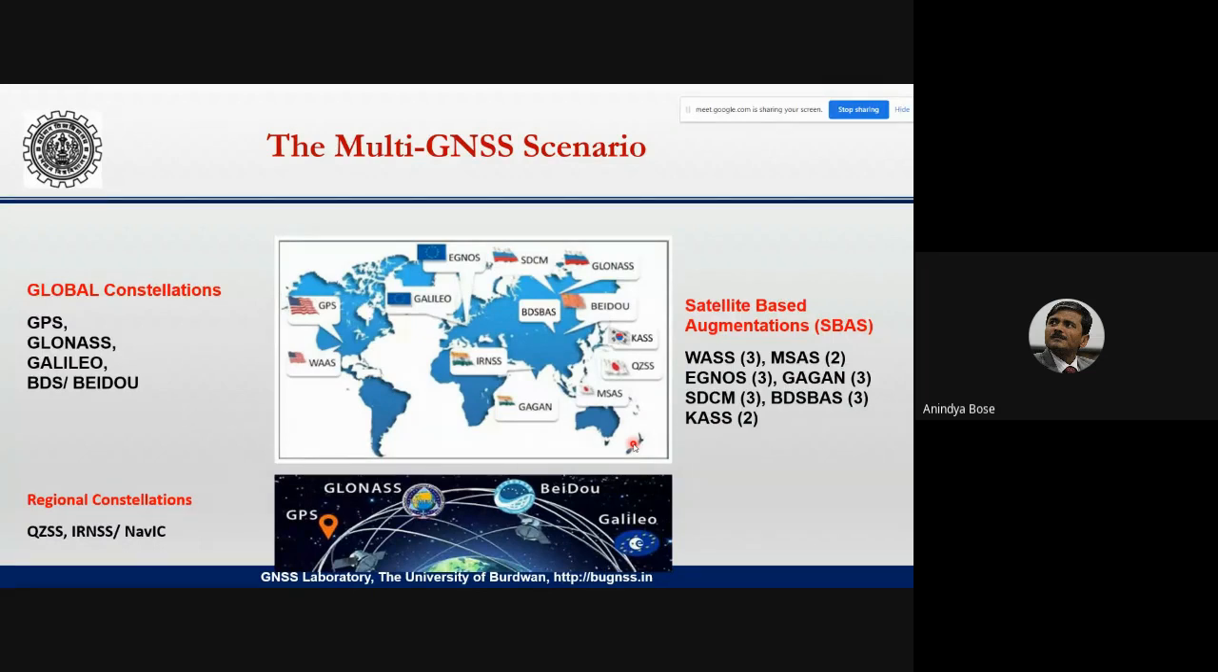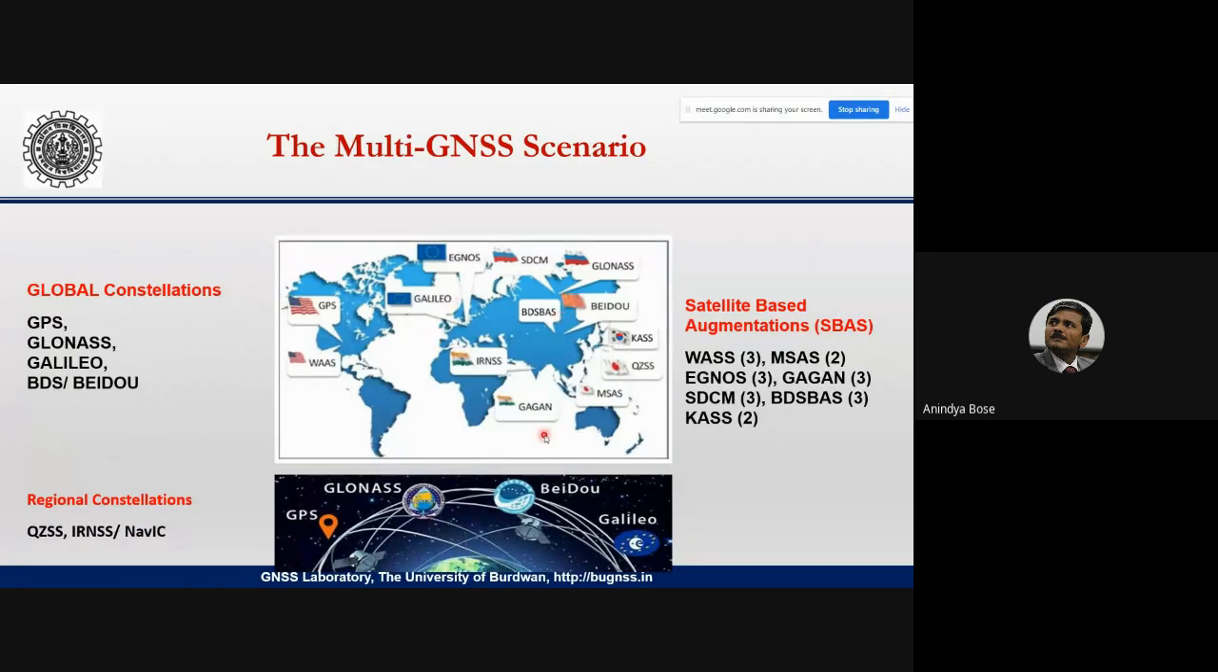But before that, the multi-GNSS scenario. Now we have the global constellations: GPS from the US, GLONASS developed by the Russians, Galileo developed by the European Union, and BDS or BeiDou developed by the Chinese counterpart. And the regional constellations QZSS and NavIC, which I already mentioned.